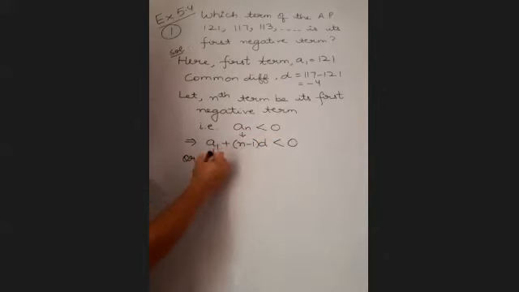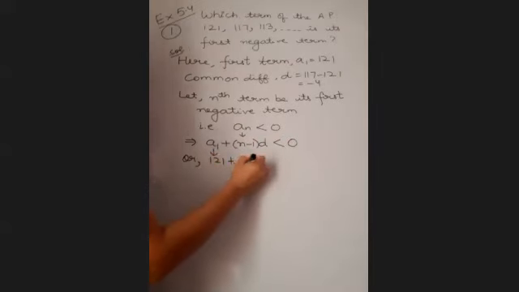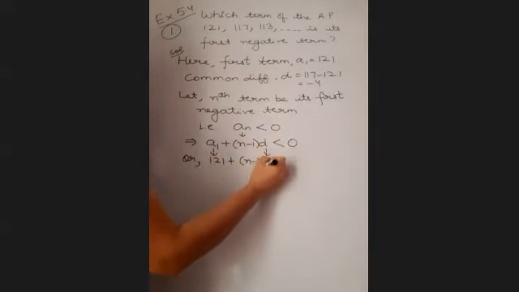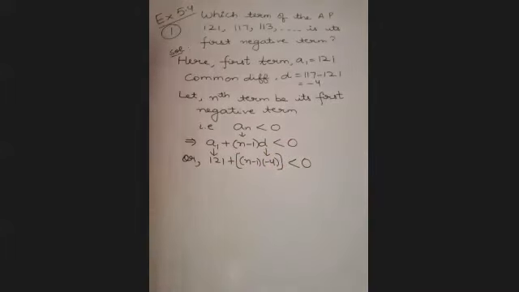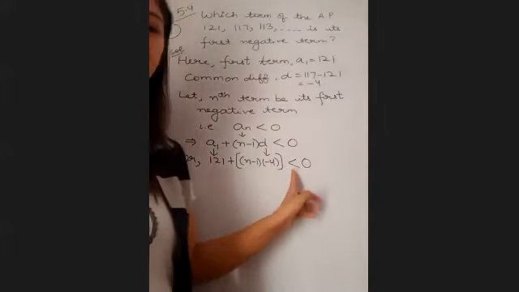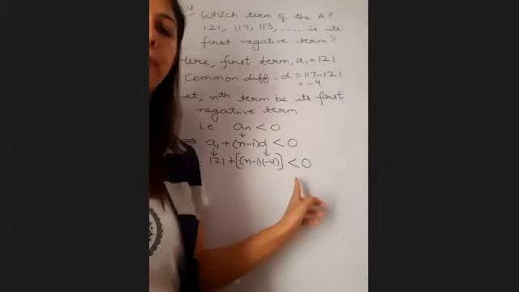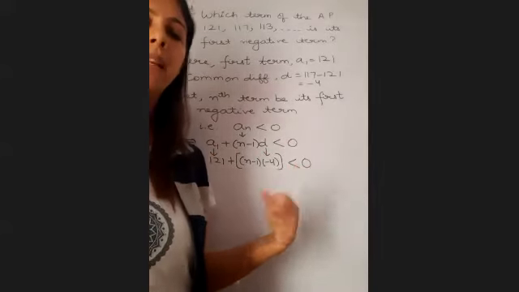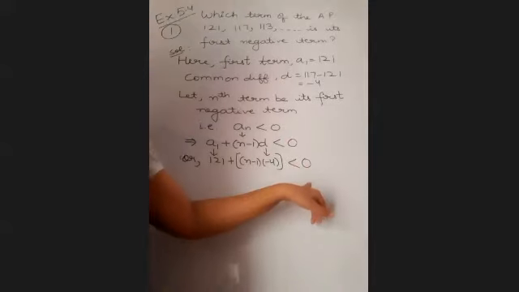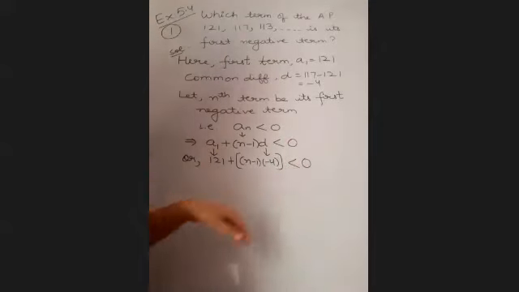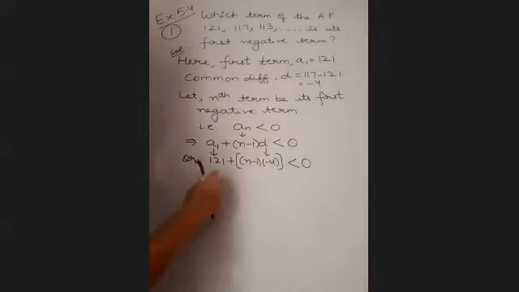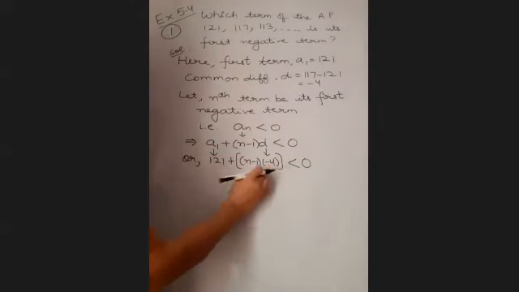a1 is 121. d is minus 4, children. So put minus 4 in the bracket, is less than 0. Now, whenever we have equality, it's very simple to solve it. But here we have inequality. Less than or greater than is known as inequality. Here we have inequality. So we need to be a little more careful. Let us expand this. As there is nothing that side, हम इसको solve कर लेते हैं.